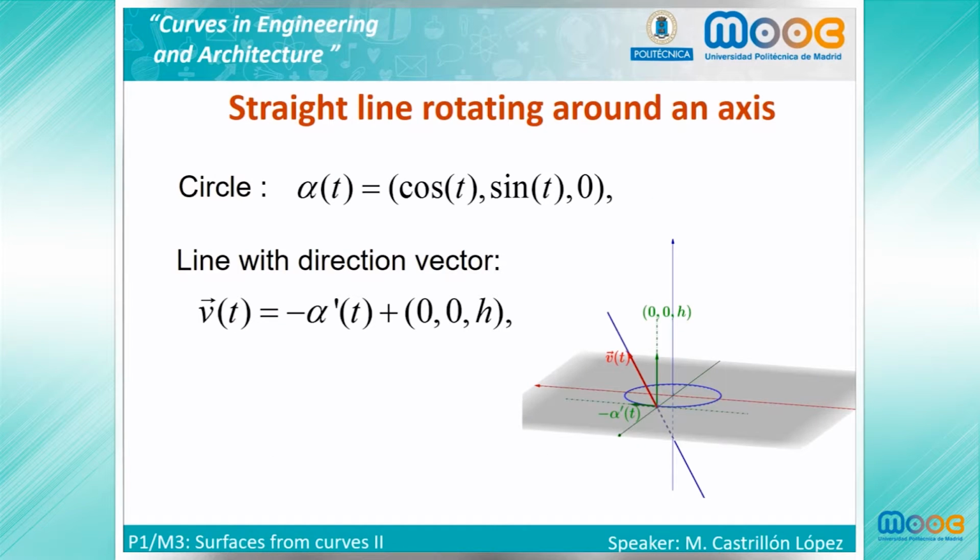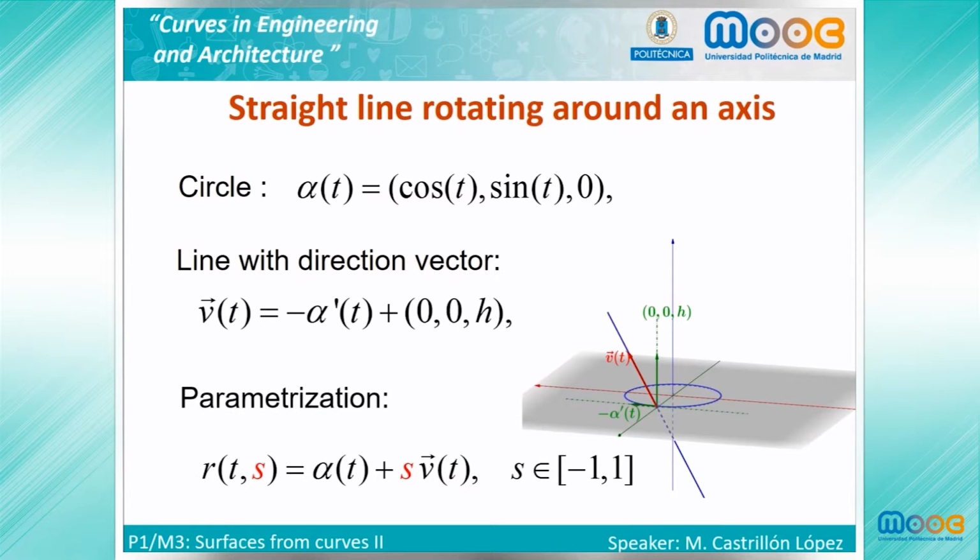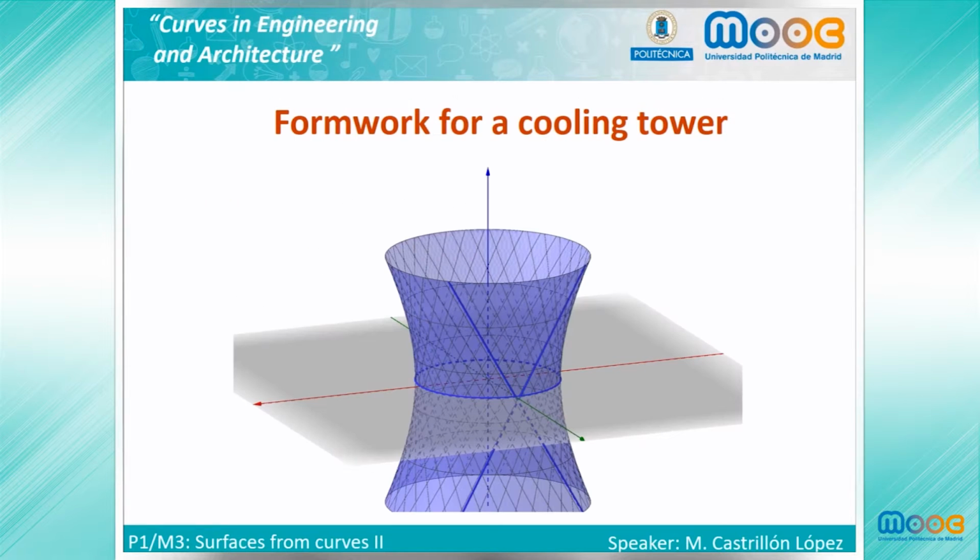We can easily repeat the construction by considering the direction vector of the straight line as minus the tangent vector of the curve plus the orthogonal vector to the plane z equals 0. In this way, we get another parametrization of the hyperboloid of one sheet. And through any point of this surface, there are two lines. In this way, we get a hyperboloid of one sheet as a doubly ruled surface.